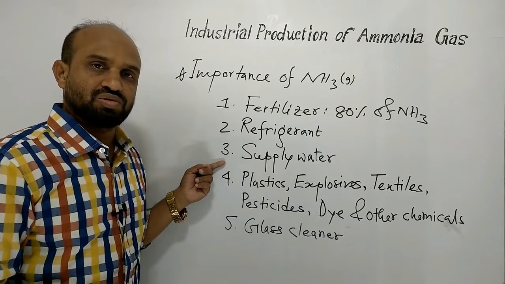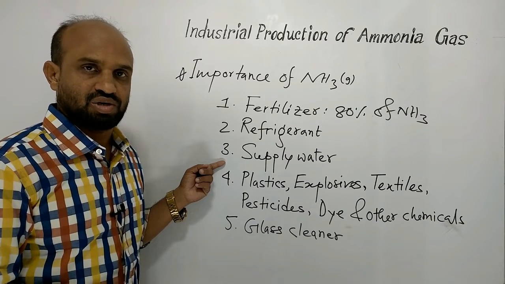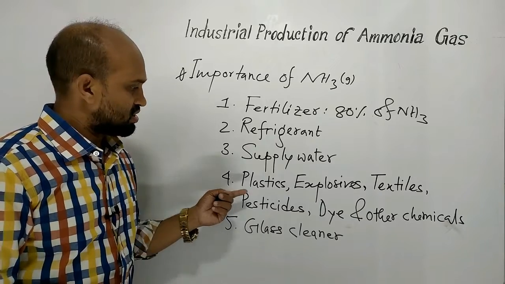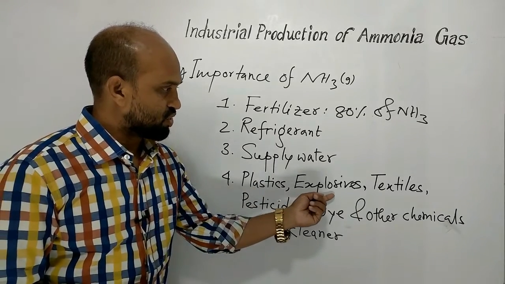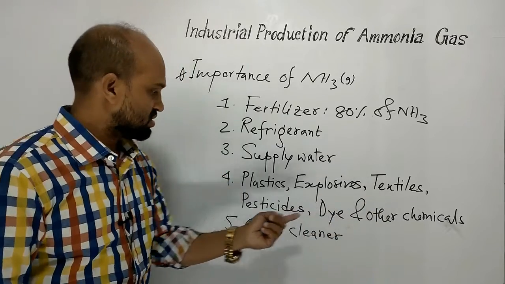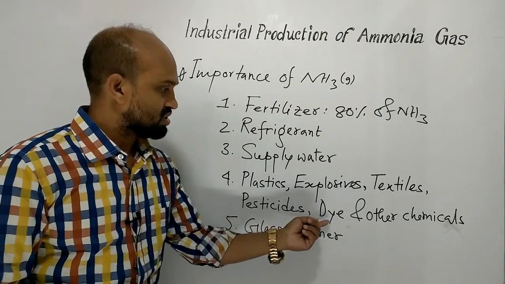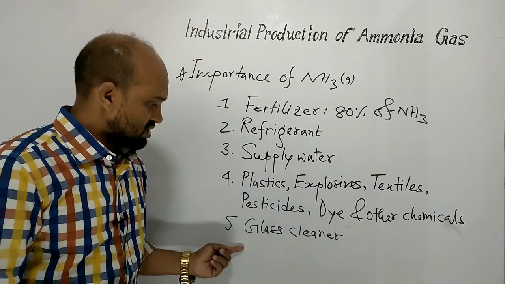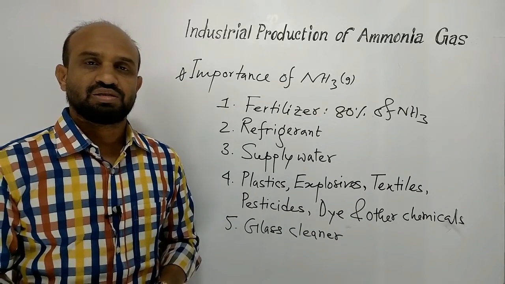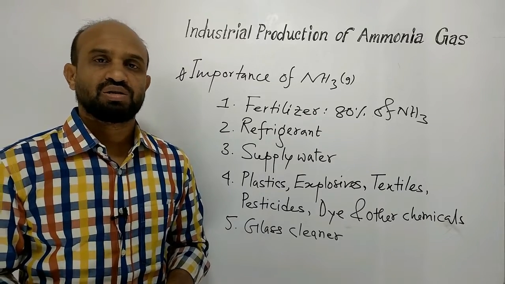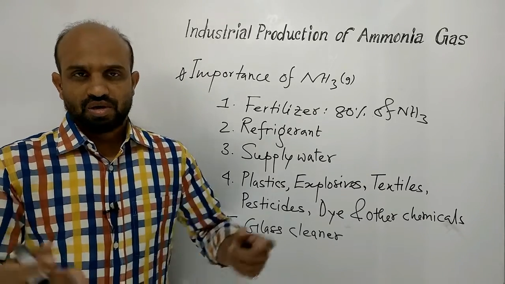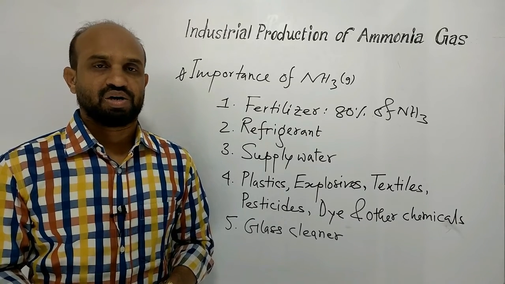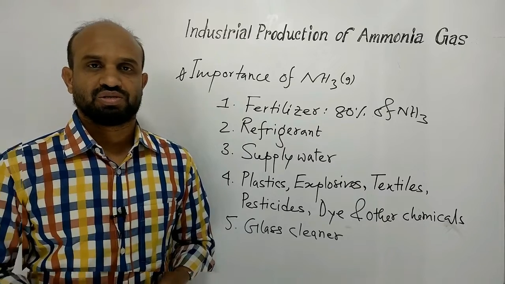It is used to purify supply water. Ammonia gas is used to manufacture plastics, explosives, textiles, pesticides, dye, and other chemicals. And ammonia gas is the key component of glass cleaner. Now let's see the industrial production of ammonia gas by the Haber-Bosch process.